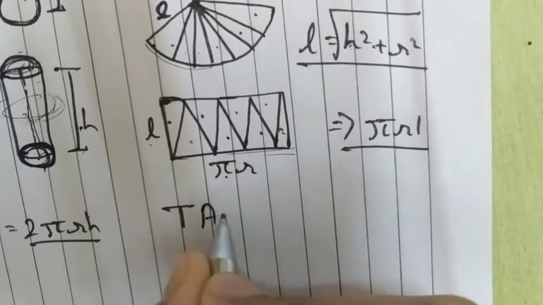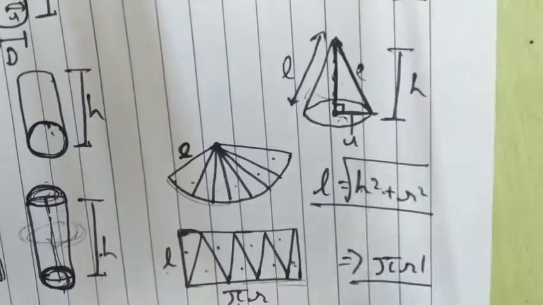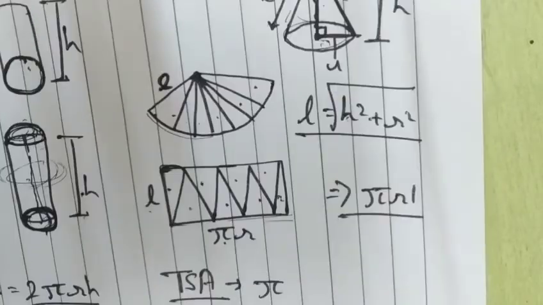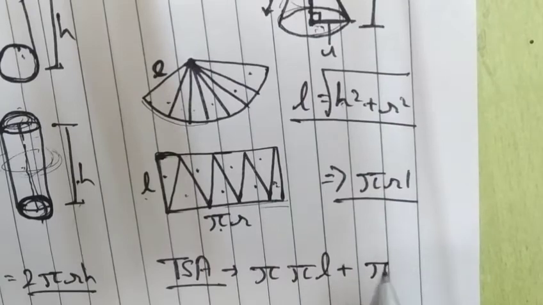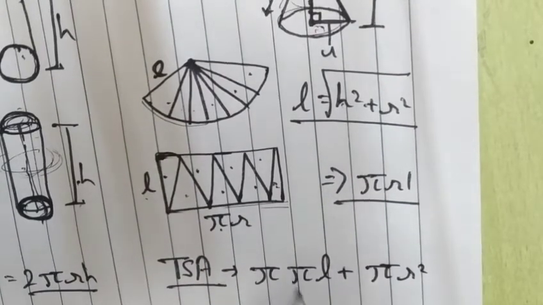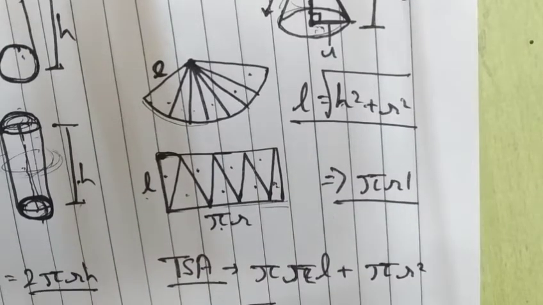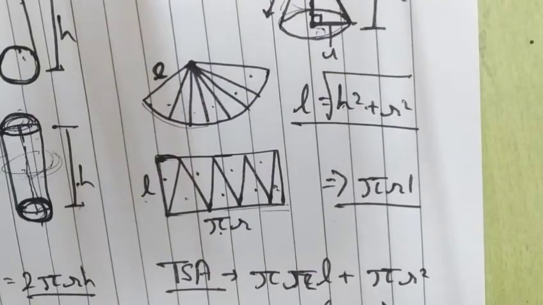How will we find total surface area? We will add the area of the base circle, this. So pi r L plus pi r square. Now we will take common pi r, so L plus r. This is the formula of total surface area of a cone.